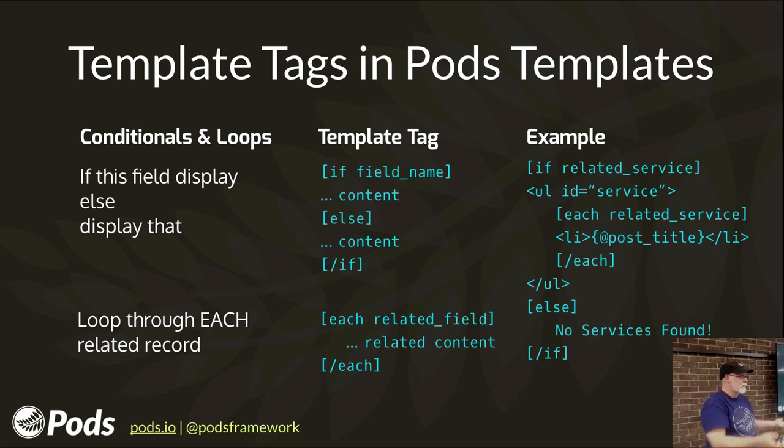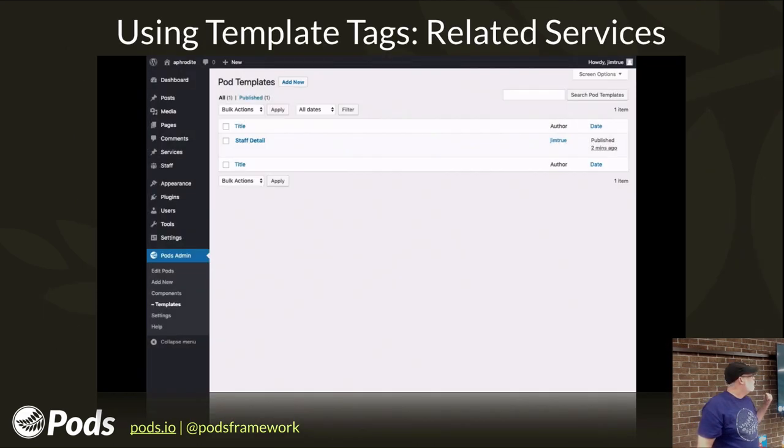So in the case of our staff members, we want to show their services. So we're going to go if related service. We want to see if this person even has a related service. And if they do, then we're going to output an unordered list. And inside that unordered list, we're going to go each related service and output a post title for each one. Does that make sense? You're stepping over and grabbing data from the other side of the equation, from the other side of the connection. And we'll use the else there and say no services found. This might make more sense when I show it to you. So that's what we're going to do now.